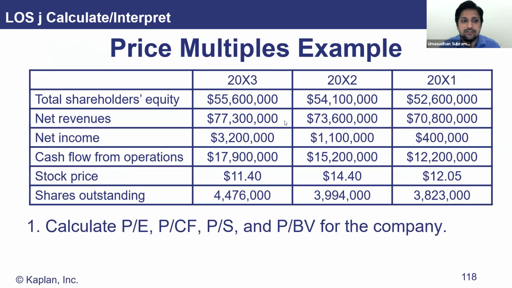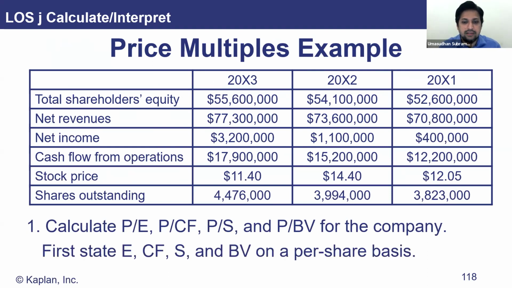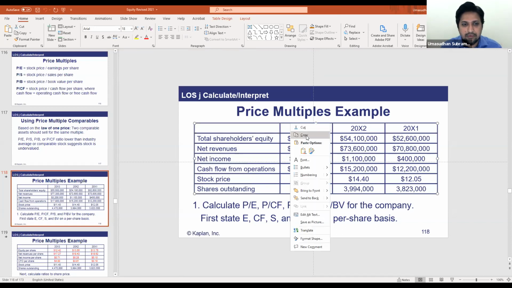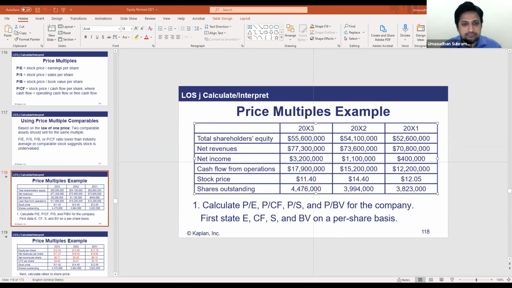Can you guys help me to do this? How do we get PE first? Okay, let's look at PE first. When you want to calculate PE, what do you do first, guys? Can you tell me what we do first when you want to calculate your price earnings ratio? Let me copy this and paste it into an Excel sheet and see how we could do it. There you go. I got them into the Excel sheet.